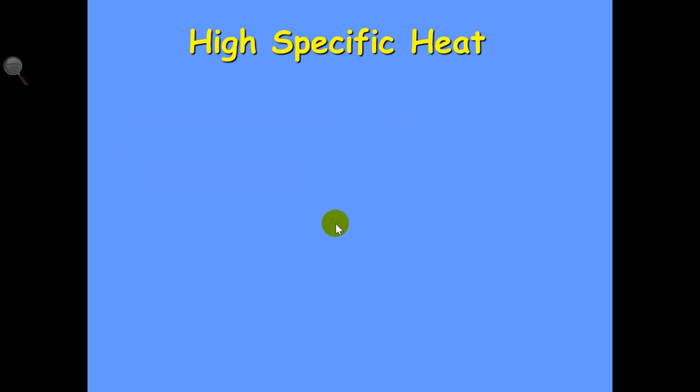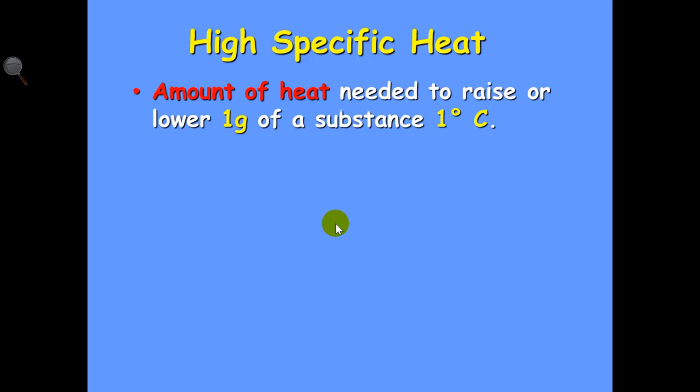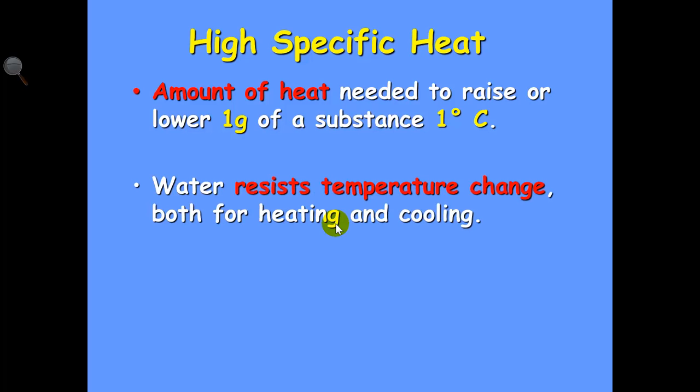All right, our next property is high specific heat. Water has a high specific heat. What that means is it's the amount of heat needed to change 1 gram 1 degree. So basically it's the amount of heat needed to change the temperature of water, because water does not like temperature change. Water resists temperature change both for heating and cooling.